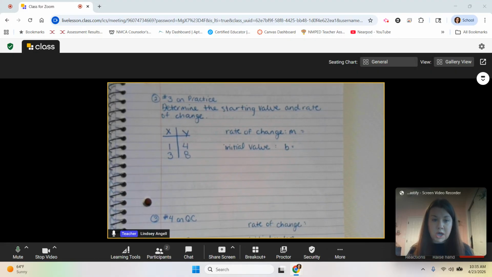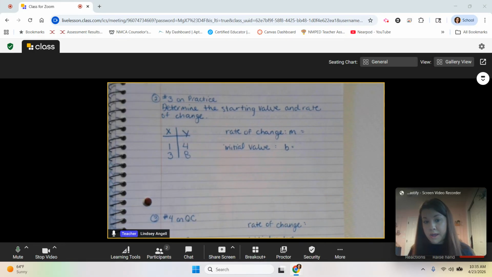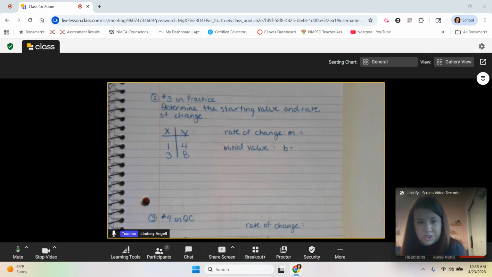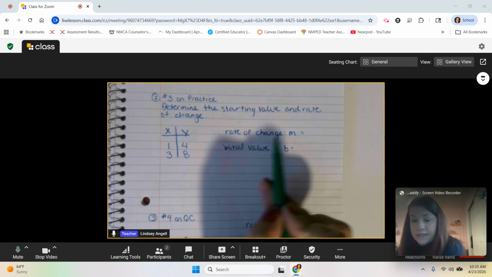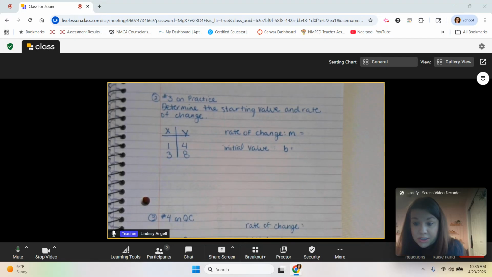The second problem that we're going to talk about is number 3 on your practice. Determine the starting value and rate of change. So same thing, we're looking for the rate of change, that's our slope, and the initial value, that's our y-intercept. Now, we were given 2 points. One option would be to go ahead and graph them and see what you find. But with the points that were given here, we weren't actually given our initial value, so we have to find it. The first thing I'm going to find is my rate of change, because I can do that with 2 points without even touching a graph.